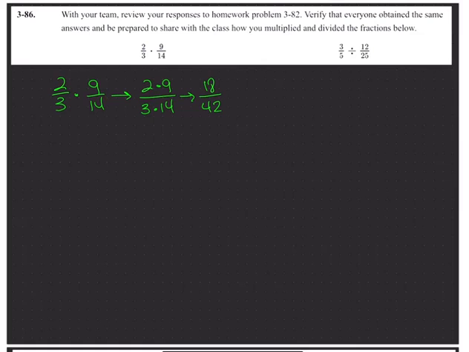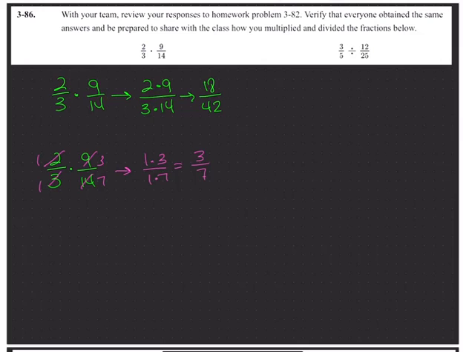The other way you could approach this problem is you have your 2/3 times your 9 over 14, and we can cross reduce. We know that 2 goes into 2 once, 2 goes into 14 7 times, 3 goes into 3 once, 3 goes into 9 3 times. Now we have 1 times 3 over 1 times 7, which is going to give us 3 over 7, right.